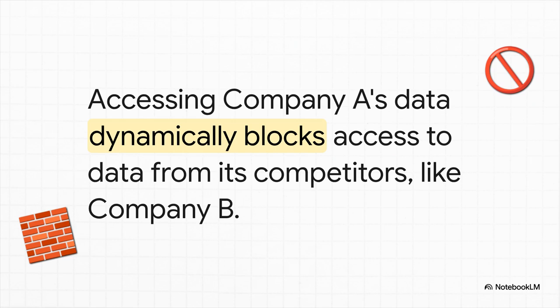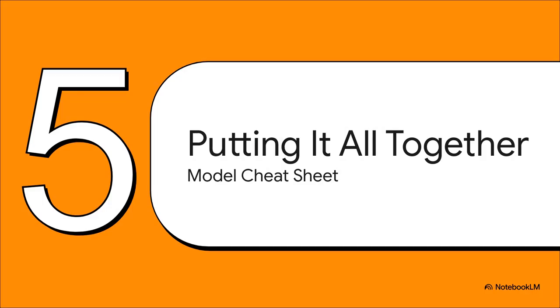So if you access data for Company A, a wall goes up, and your access to data from its competitor, Company B, is dynamically blocked. And that word, dynamic, is the key. It's not a static rule. The system is actively watching what you do. The second you open a file related to Company A, bam, this virtual wall goes up, and the system automatically blocks you from touching anything from Company A's rivals. The rules literally change based on your actions, in real time. It's pretty clever.